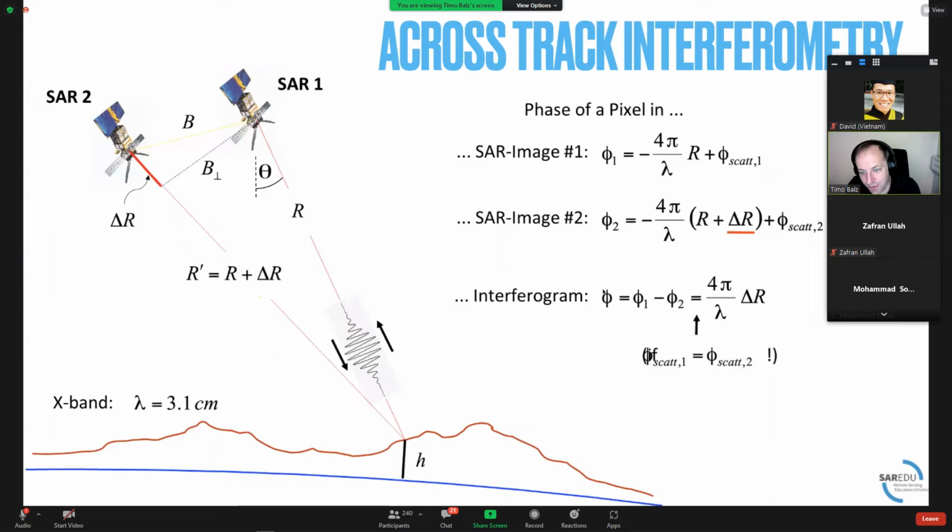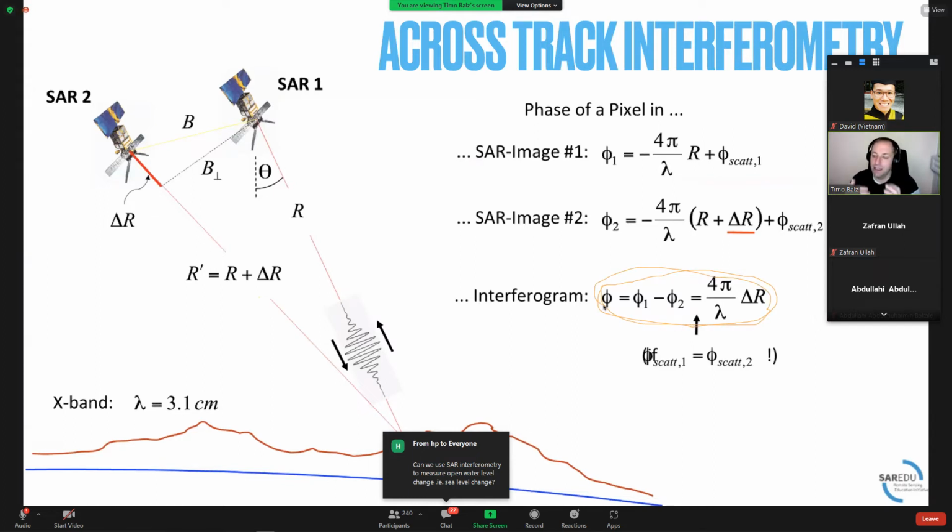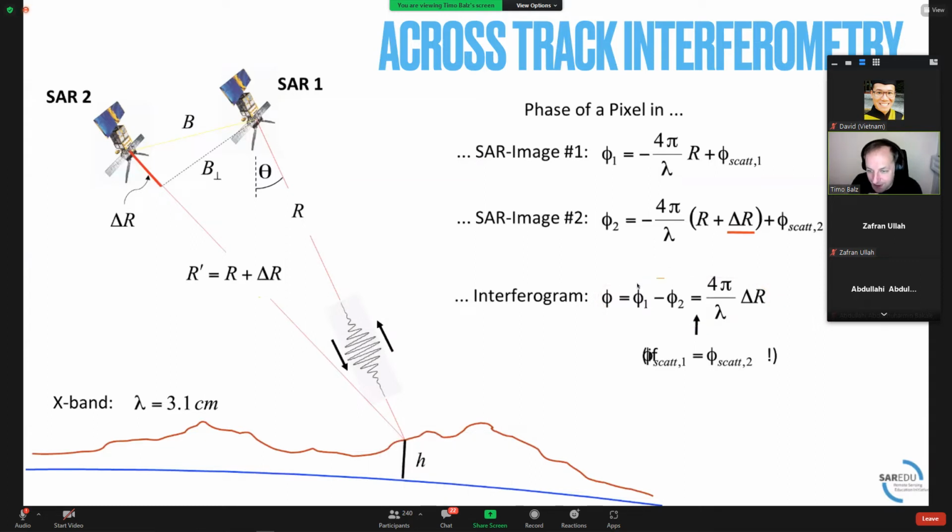So we only have the fraction of that phase that's between minus pi and pi, because that's only what we can measure, and that's making things a bit more complicated. So this equation here, although true in terms of what we can measure, is only true if the phase difference between these two is less than 2 pi. If the phase difference is less than 2 pi, then you directly have your delta R. If the phase difference is more than 2 pi, then you are ambiguous and we have to do phase unwrapping.